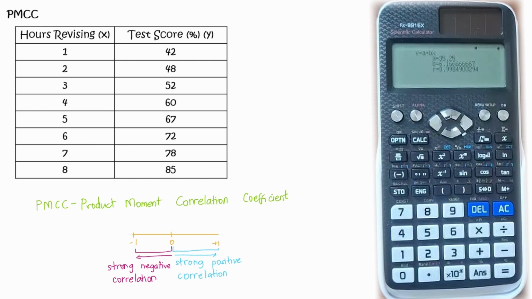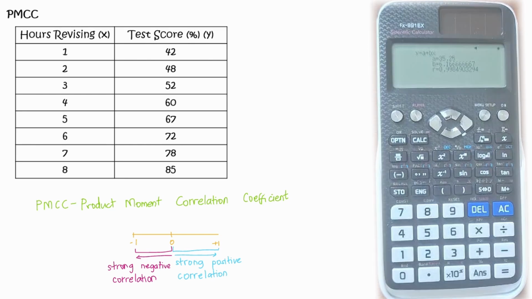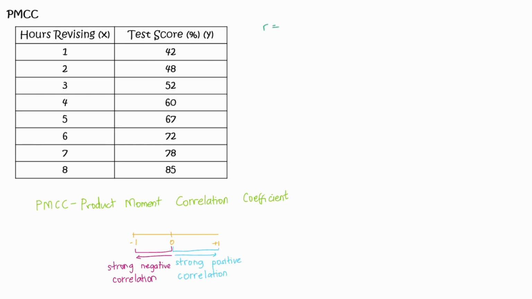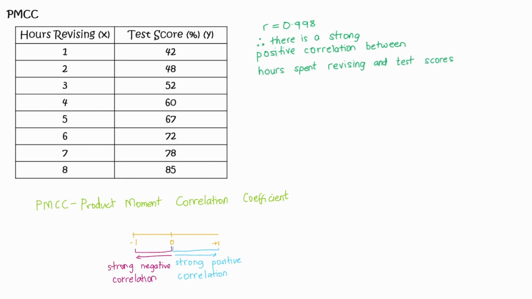The calculator gives a value of approximately 0.998, and since 0.998 is close to +1, therefore we can say that there is a very strong positive correlation between revision time and test scores. In other words, this means that students who revise for longer generally achieve higher scores.